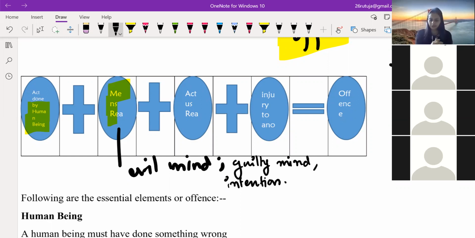वहां पे punish करने का कुछ मतलब of no use. Why will you punish the other person? He just tried to save his own life, which is not at all wrong. Okay, so that is mens rea.